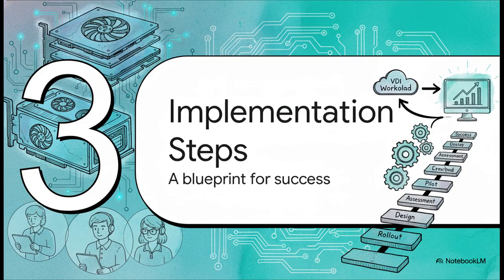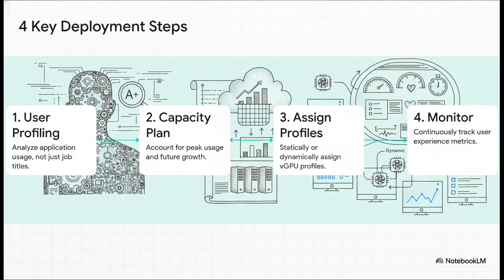Okay, so we know about the different types of users. How do we actually turn that knowledge into a real-world plan? Let's walk through the blueprint for a successful rollout. A successful project really boils down to these 4 steps. First, you've got to do that deep user profiling we just talked about. Then, you plan your capacity. After that, you assign the right vGPU profiles to your users. And this one is critical. You don't just set it and forget it. You have to continuously monitor performance to make sure everyone is still having a good experience.